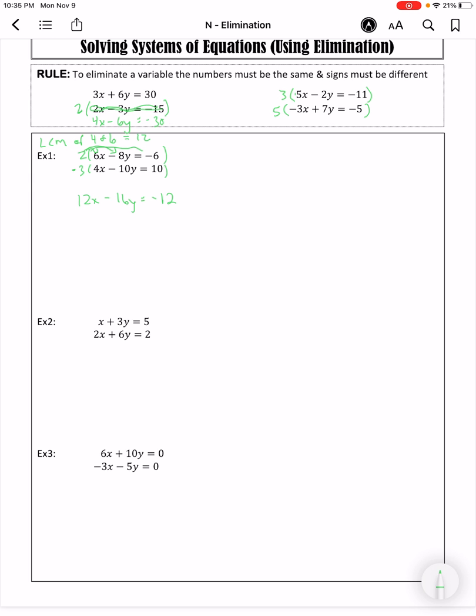All right, then I'm going to do the same thing with the negative 3. Negative 3 times 4x is a negative 12x. Negative 3 times negative 10y is a positive 30y. And then negative 3 times 10 is a negative 30.